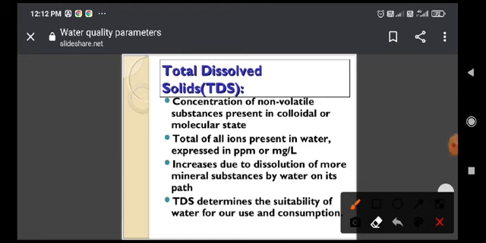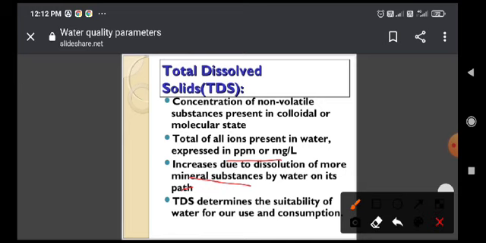It is simply called total dissolved solids. The concentration of non-volatile substances present in the colloidal or molecular state is called TDS. So when we use Kent Aqua, the TDS is always maintained. The total ions present in the water are expressed in ppm, or mg per liter. It increases due to the dissolution of more mineral substances by the water on its pathway.